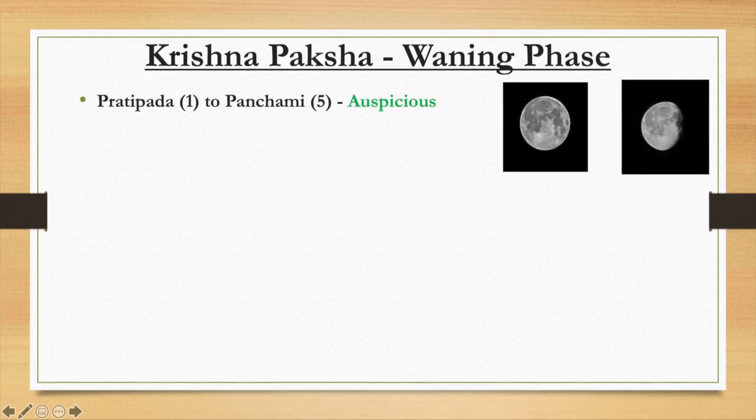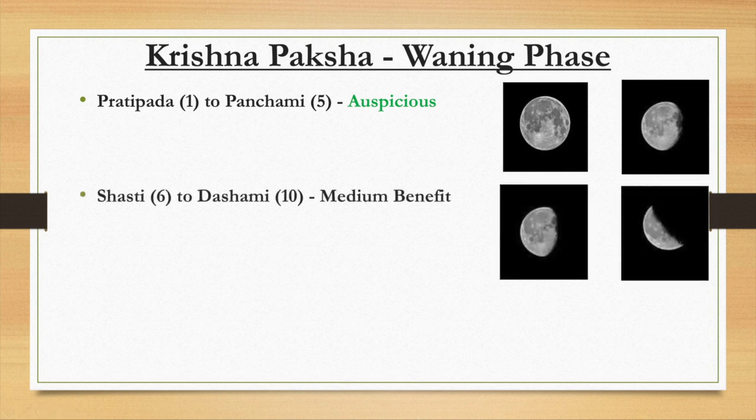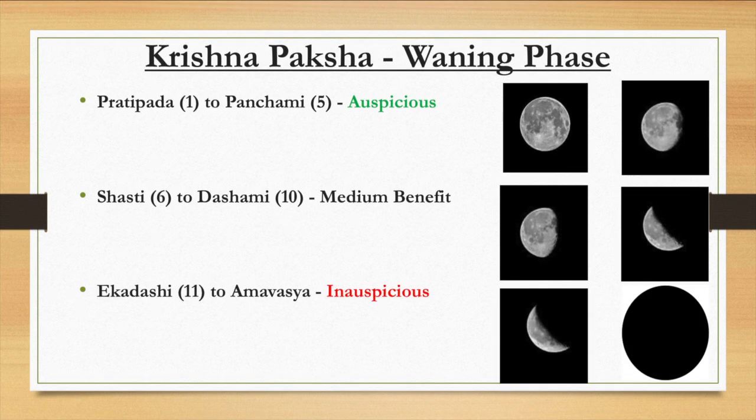The strength is maximum during Pratipada to Panchami, so it is considered auspicious to conduct any important activity. The moon starts to lose its strength from Shashti to Dashami and hence provides average results. Ekadashi to Amavasya is when the moon has least strength and hence inauspicious. This whole concept is called Chandrabala, which is one of the important factors to decide a Shubha Muhurta.